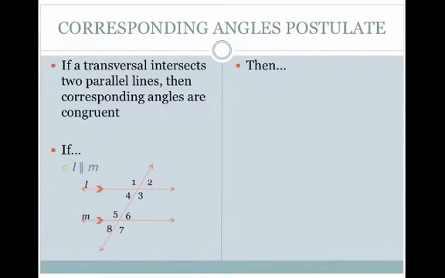Okay, so your corresponding angles postulate. If you have a transversal that intersects two parallel lines, so L and M are parallel down here, then corresponding angles are going to be congruent. So let's say that L and M are parallel, so they're marked with the two little arrows there on L and M to mark that they're parallel. Then we know that all of our corresponding angles are going to be congruent. So 1 and 5 are corresponding, so therefore they're congruent. 2 and 6 are corresponding, so they're congruent, and so on and so forth.